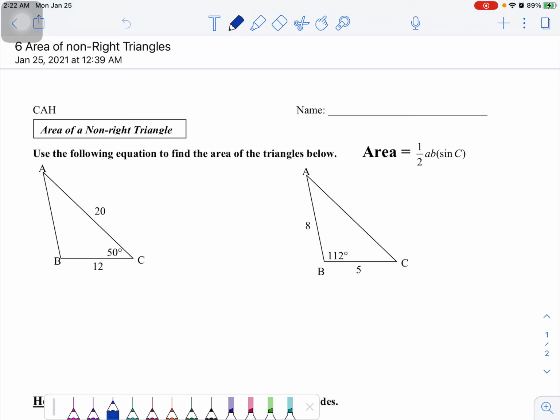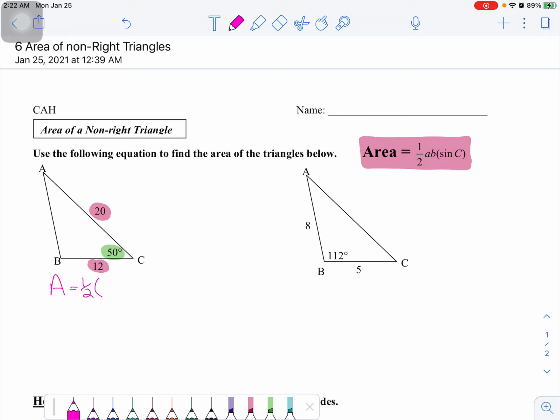There are two formulas that we're going to use for finding the area of non-right triangles, and it's just going to depend on what information you're given for which formula you're going to use. The first formula says that area is equal to 1/2 ab sine C. The way you're going to use this is if you know two sides. So if I look at the very first problem, I know two sides and I know the angle between them. It's called the included angle. So that's when you're going to use this formula.